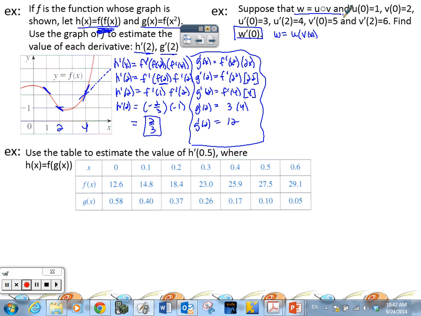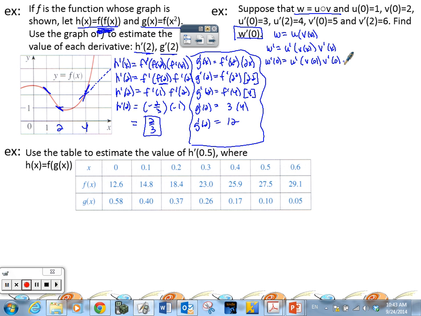All right, so we want to find the derivative. So W prime, we would take the derivative of the outside, U prime, copy paste the inside, then take the derivative of the inside. Then I would go through and substitute 0 in. So W prime of 0 would be U prime of V of 0 times V prime of 0. I'm not going too fast, am I? Are we okay?